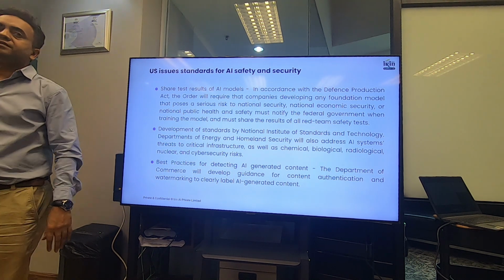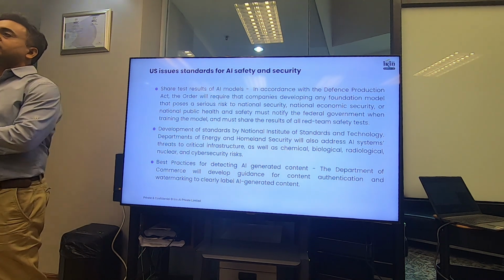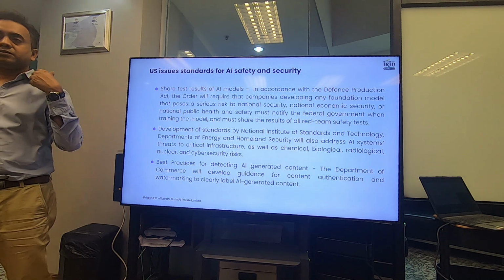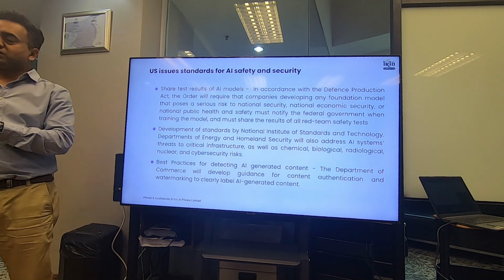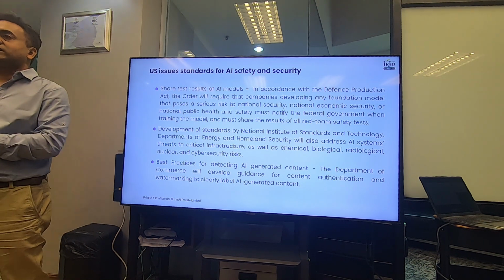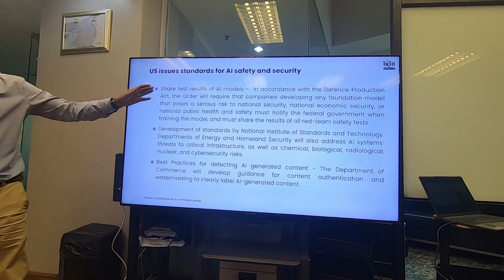First one, they have asked companies that whenever you are rolling out any AI-based models, before you roll it out to customers, your clients, you must give it to the government, share the test results, and then only go ahead and release commercially. That's number one.